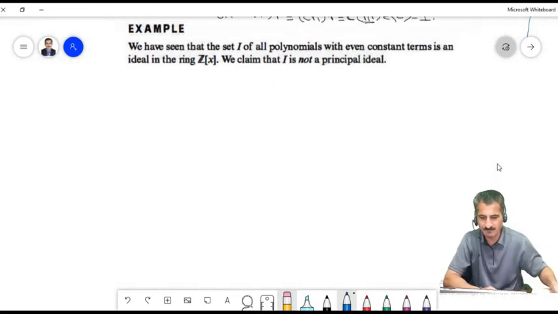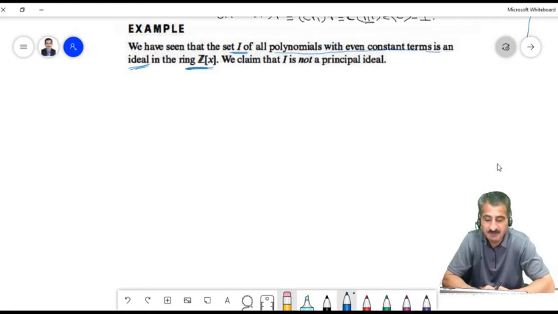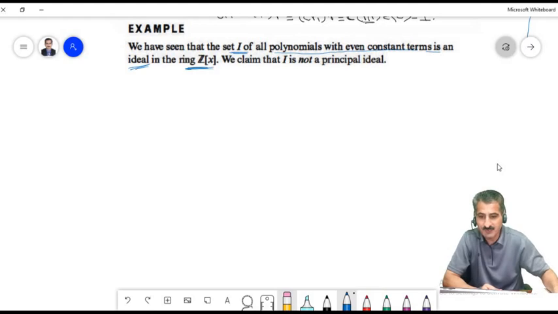Okay, not a principal ideal. So what is it? We have seen that the set I of all polynomials with integer coefficients that have even constant term is an ideal. Yes, indeed. But it is not a principal ideal. So we will show now that this is not a principal ideal.